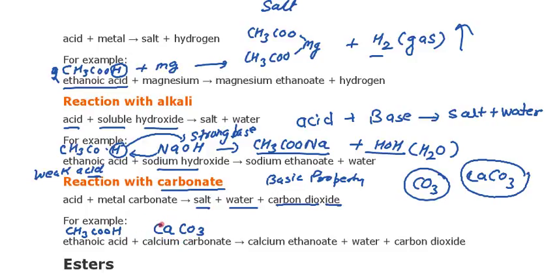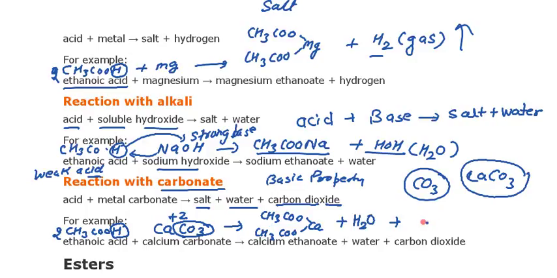This reacts because the calcium charge is +2, so we take two molecules of ethanoic acid. It removes two hydrogens from this side, so the formula comes CH3CO attached with one calcium ion. When the hydrogens are replaced, they take one oxygen from the carbonate ion and form one water molecule. The other oxygen is removed, leaving CO2. So that one is the salt, that one is water, and that one is carbon dioxide.